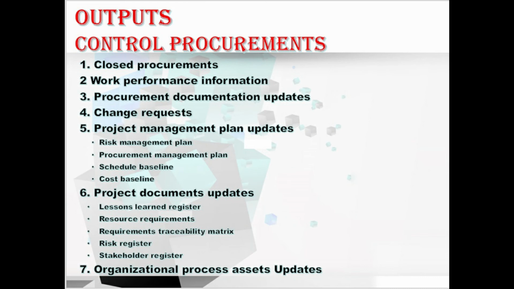Moving to the resource requirements. As the work progresses by the contractors, there may be changes to the resource requirements resulting from the work being done that is not in accordance with the planned work schedule. This is about the resource requirements. Moving to the requirements traceability matrix. The requirements traceability matrix is updated with the information on the requirements that have been satisfied. So this is about the requirements traceability matrix output.